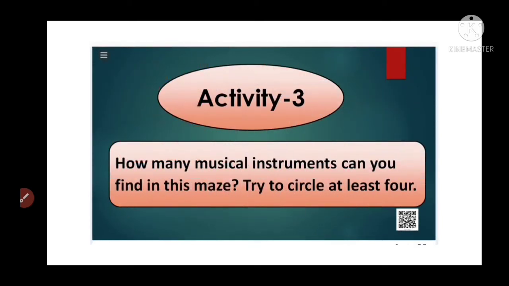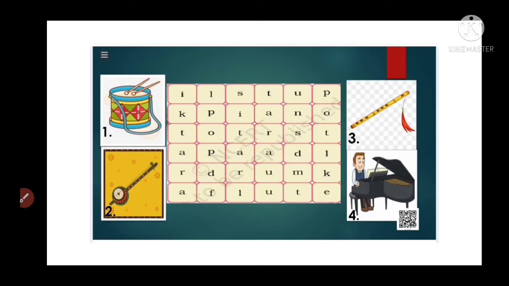Now move further. And this is the third activity. How many musical instruments can you find in this image? Try to circle at least 4. Dear learners, in this question, there is a maze given and some pictures are given in front of you. You will identify the picture and then search in the maze. Okay, first picture. Can you tell? Yes, this is the picture of drum.